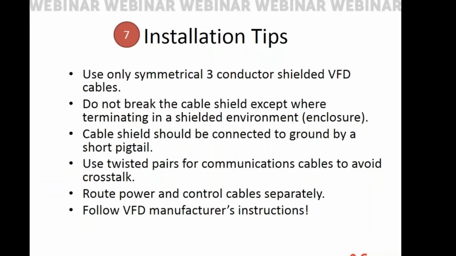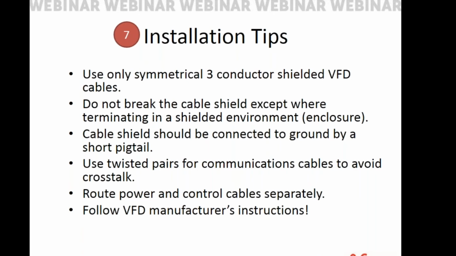So a few installation tips. Use only symmetrical 3-conductor shielded VFD cables. Now, that aluminum sheath on our cable, believe it or not, is a shield, it's an armor, and it's a high frequency return path. It actually serves 3 functions for that cable. Do not break the cable shield except where terminating in a shielded environment.